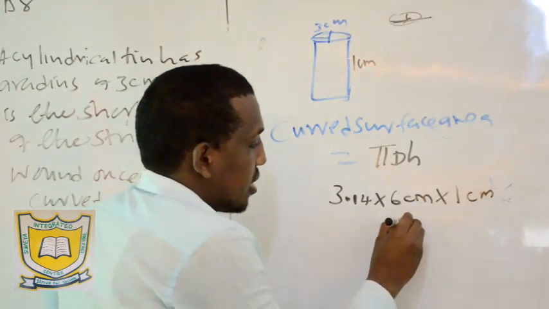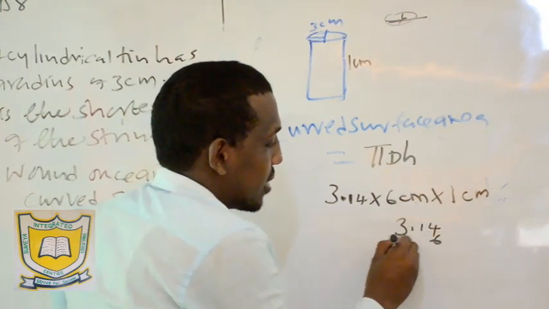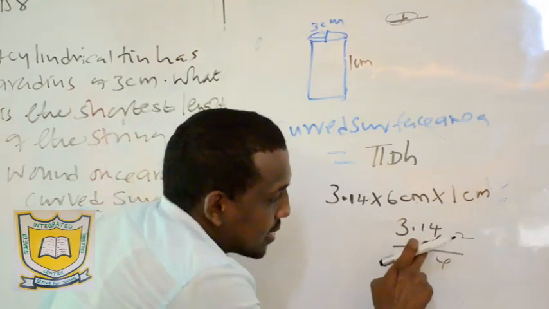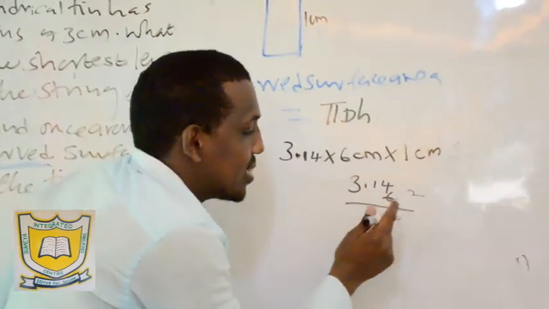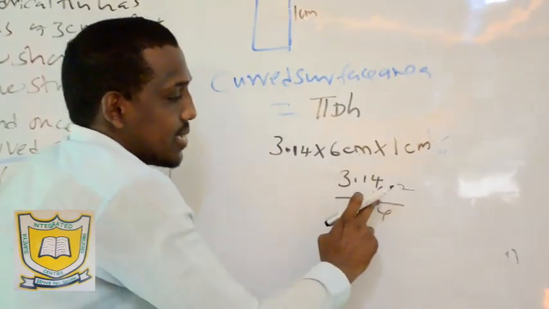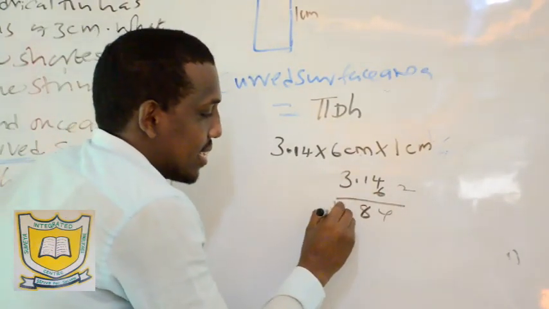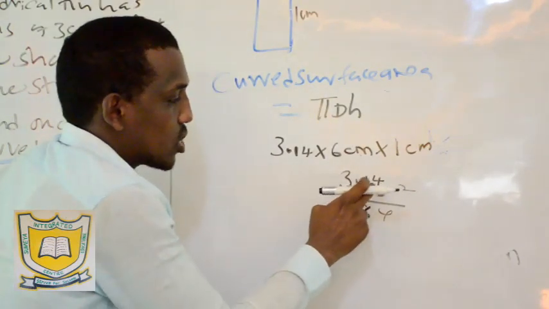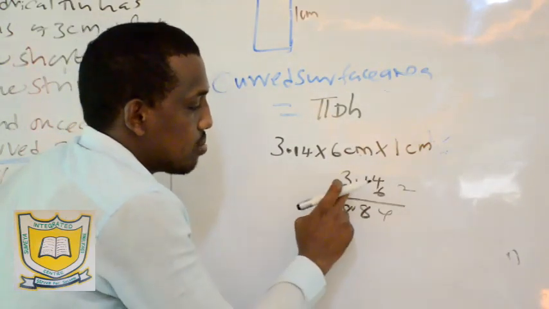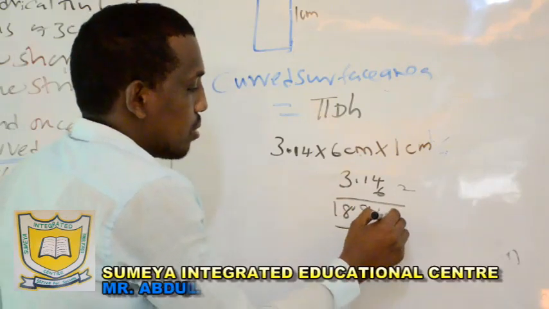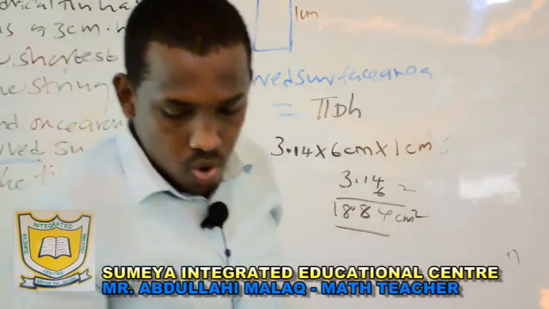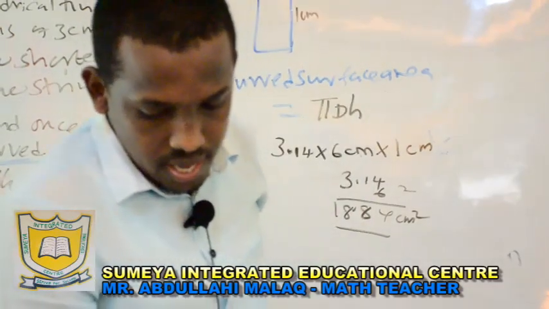So we multiply now. We say 3.14 times 6. 6 times 4 is 24, 4 carry 2. 6 times 1 is 6 plus 2 is 8. 6 times 3 is 18. You get 18.84 centimeter squared. That is how we get the figure.